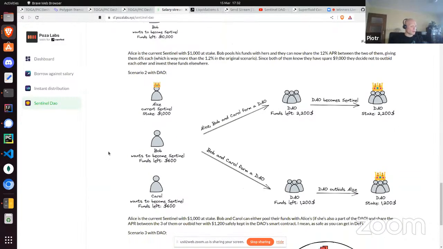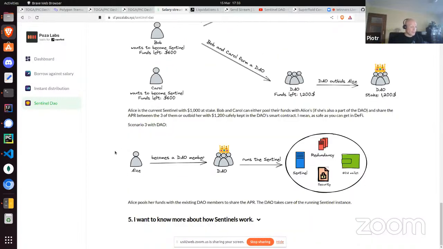Or for example, in our second scenario, we can have Bob and Carol form a DAO and outbid Alice, and then no one is custodian of someone else's funds. It's controlled by the smart contract. Or we can just have all of them pool their funds and become a DAO as a three, and then everybody's happy as well because they can participate and share the profits.